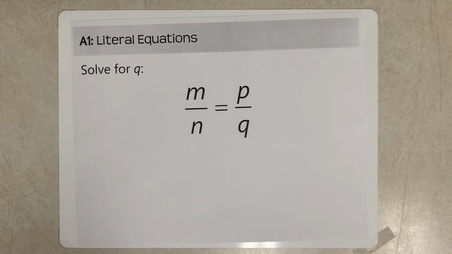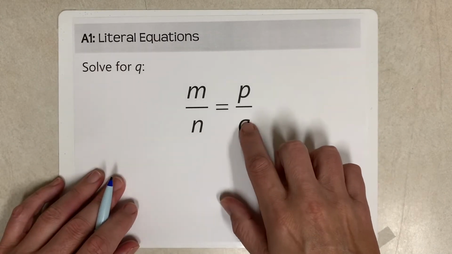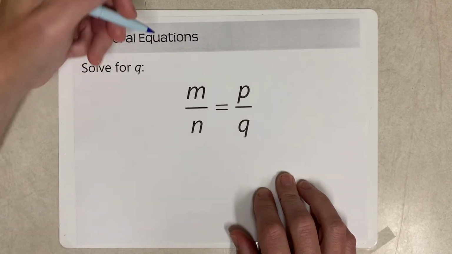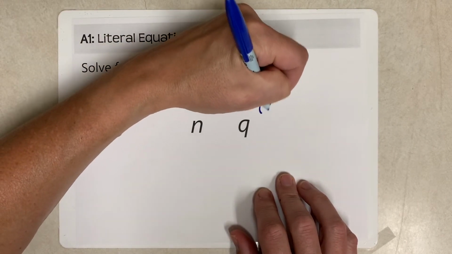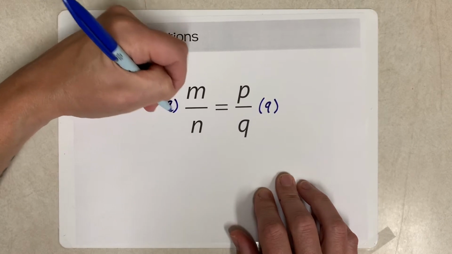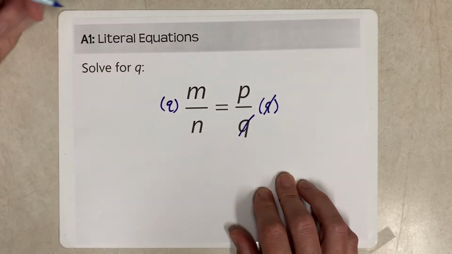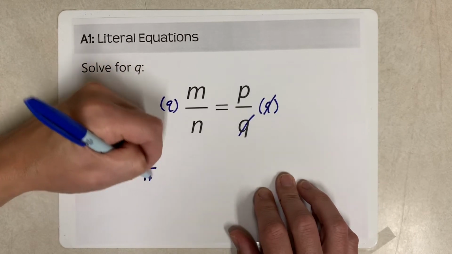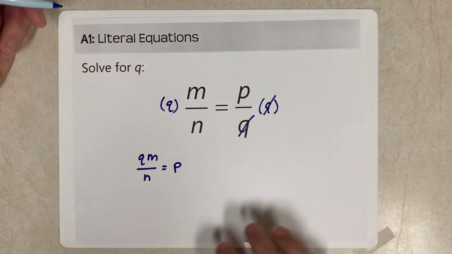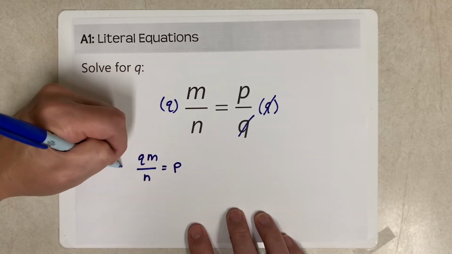Here we have a proportion, and it's asking you to solve for q. So there's a couple ways you could do this. Let's go do the more natural way. Let's multiply both sides by q and see what happens. So these 2 q's are going to cancel out, and I'm going to get q times m over n is equal to p. Now I need to get rid of the n.